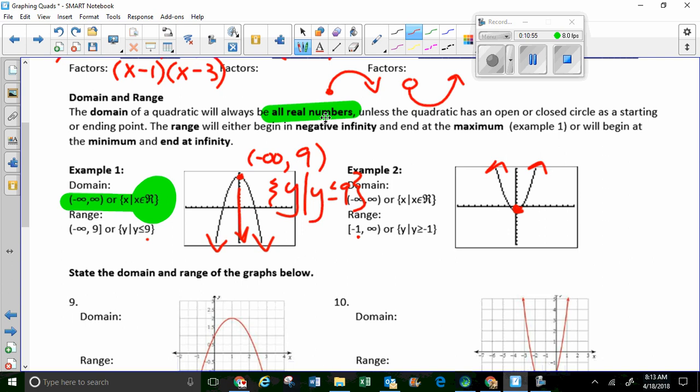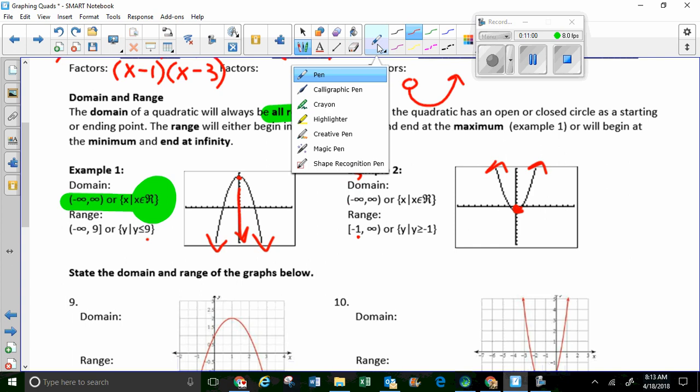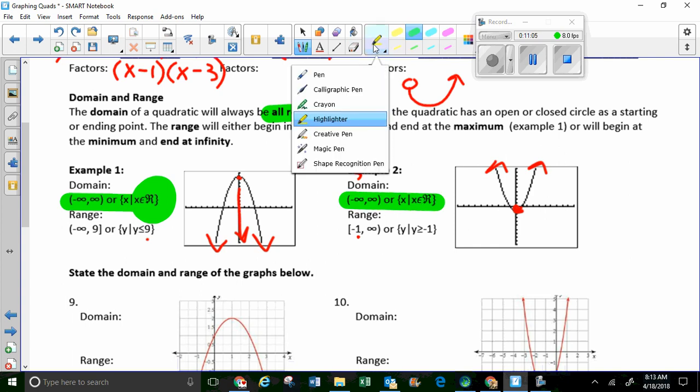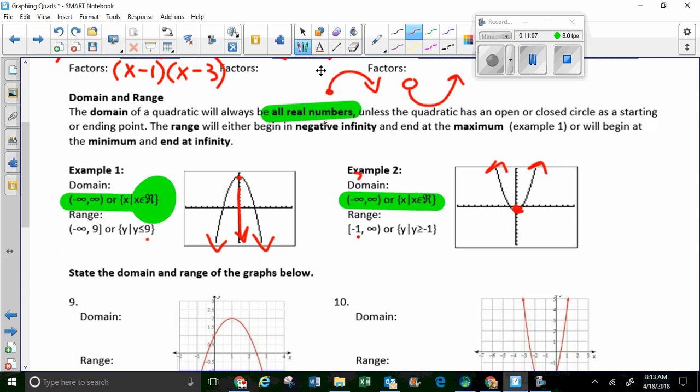Okay, so looking at example 2, again, my domain is going to be exactly the same. Negative infinity, positive infinity, or x such that x is all real numbers. Now, as far as my range goes, I see I've got a minimum. So my lowest point is negative 1. Okay, and then I go all the way up, infinity and beyond, so it goes to infinity. So how you would write that in set notation is y such that y is always greater than or equal to negative 1. Think about the fact that negative 1 is the lowest point, and y is always greater than that.